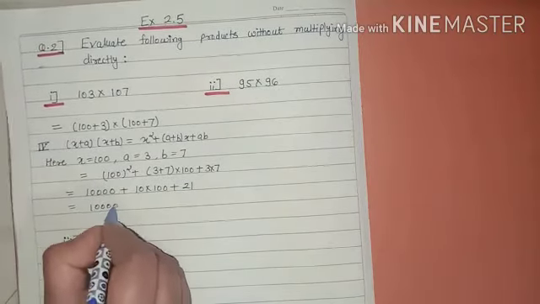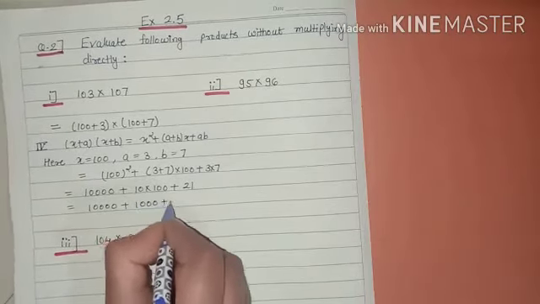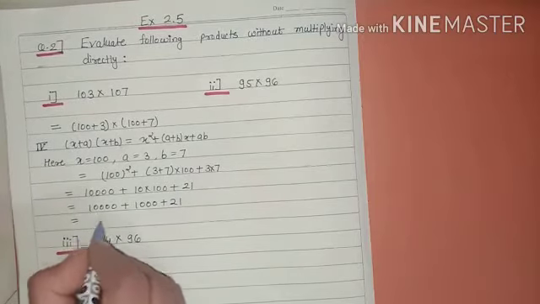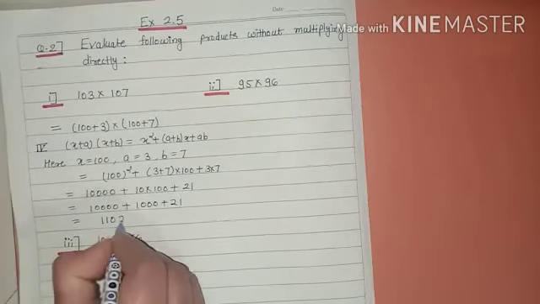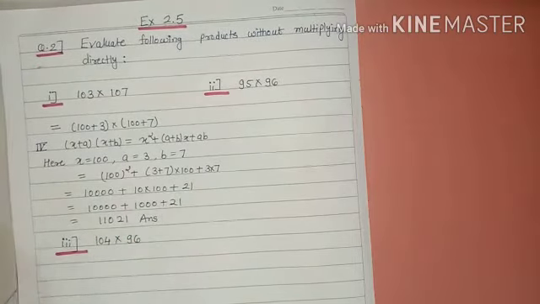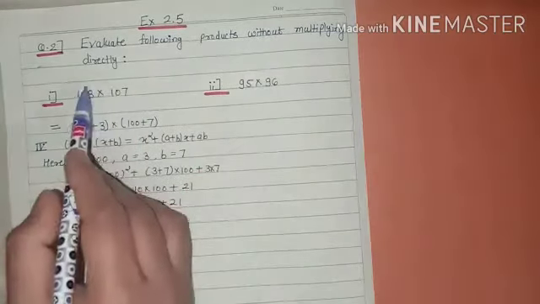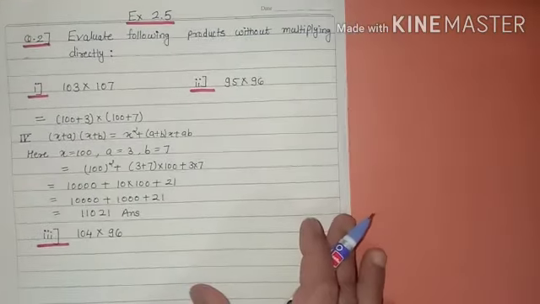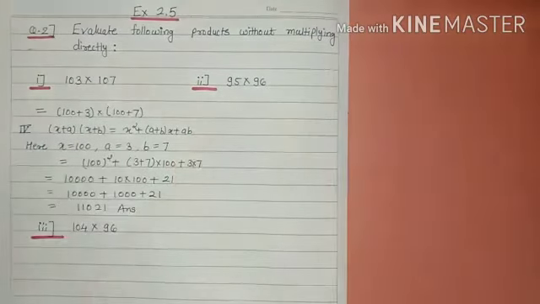Next step, 10,000 plus 10 into 100, you will get 1000, plus 21, and when you add all these three numbers, you will get 11,021, and this is your answer. So you found the product without multiplying directly. Similarly, you have to solve the second one also, 95 into 96.